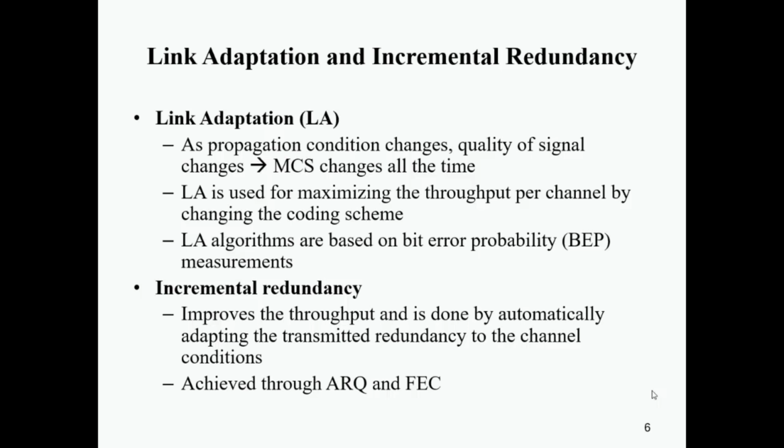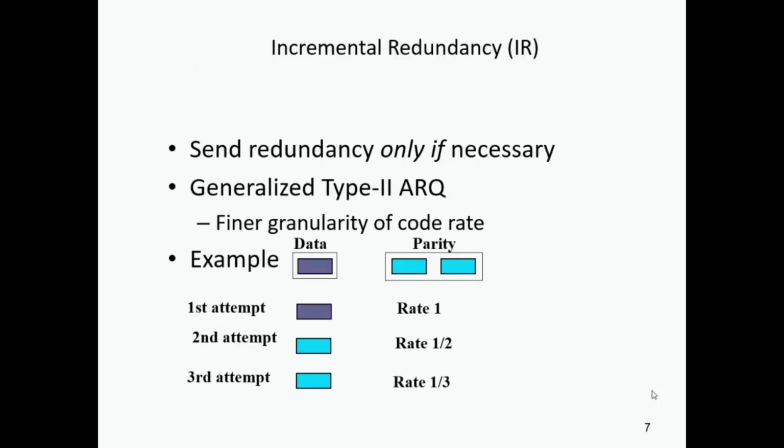Next is the incremental redundancy. In this we try to achieve high throughput. If a problem occurs, we add more check bits. And this redundancy is achieved in EDGE through ARQ, also known as automatic repeat request, and FEC, also known as forward error correction. In the next slide, we will see how incremental redundancy, also known as IR, operates in EDGE.